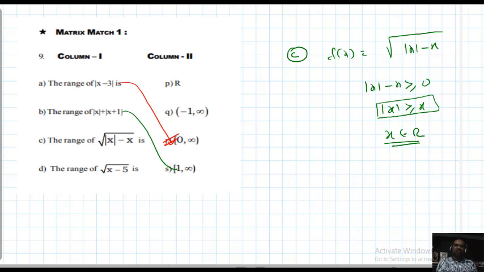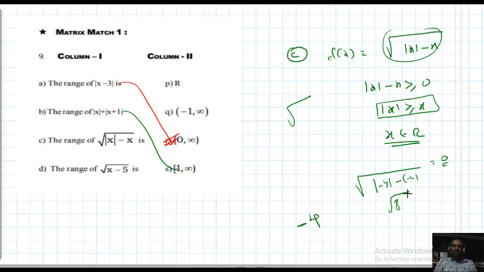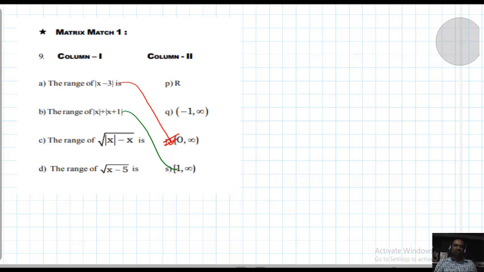Now I want to find the range. Instead of x, any real number you can take. For example, 2 is taken. What happened? Mod 2 minus 2 is 0. So we are getting 0. The square root means 0 and more than 0. Now we have to identify 0 and more. For example, x is taken as minus 4. Modulus of minus 4 minus of minus 4, that is, we will get root 8. What is the meaning of this? Your range is closed 0 to infinity.